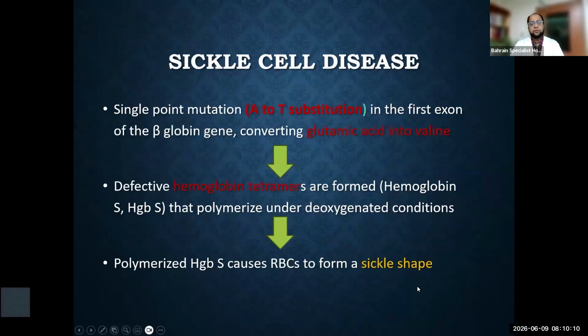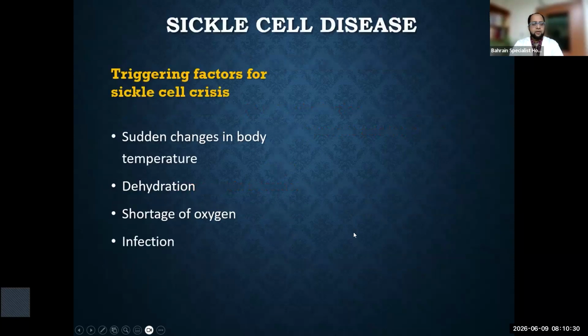So as I was saying, sickle cell disease occurs due to point mutation from alanine to tyrosine substitution that leads to glutamic acid substitution to valine. As a result, hemoglobin tetramers are formed, and these are unstable and they polymerize. That leads to sickle cell shape. So this sickle cell feature happens when there are some triggering factors. So what are the triggering factors? Sudden change in body temperature, dehydration, or shortage of oxygen, and infections.